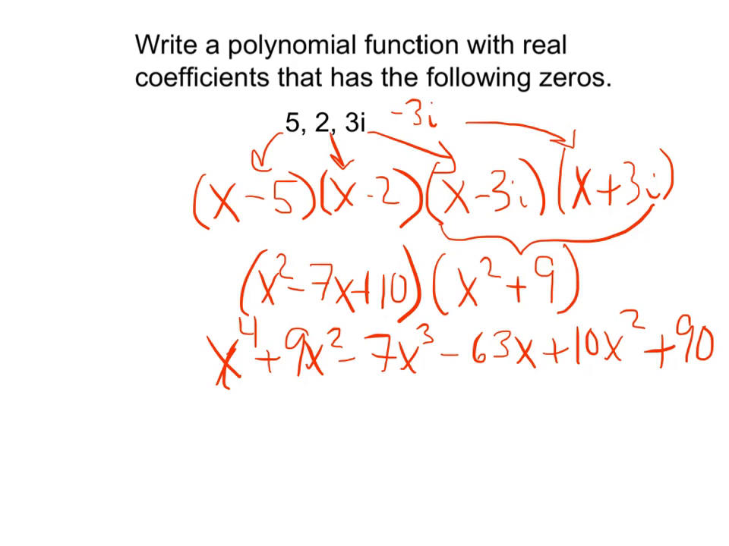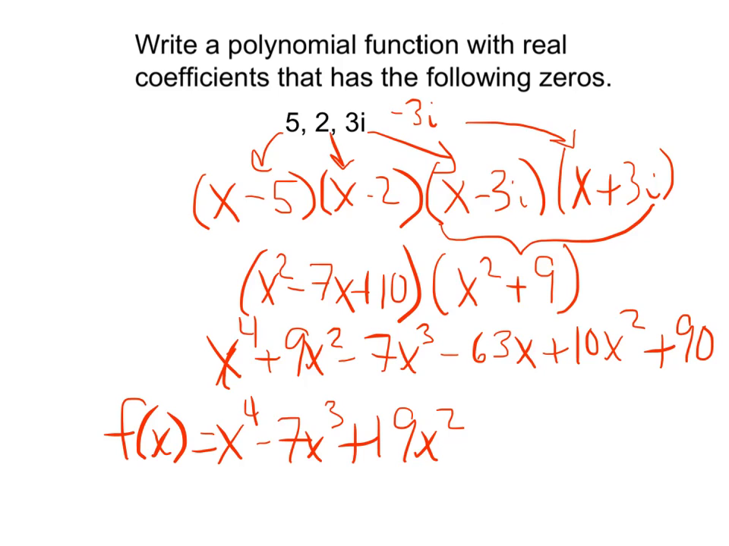And then combining like terms and, plop, again, throwing a nice little f of x in there to make it look a little fancier and show that it is a function: x to the fourth minus 7x cubed plus 19x squared minus 63x plus 90. And there, that would be a polynomial function with real coefficients that has those zeros.